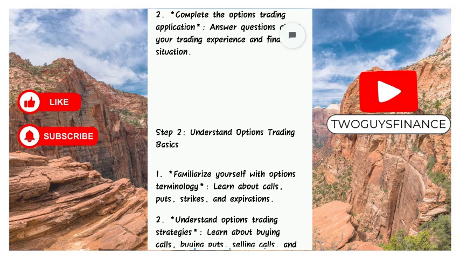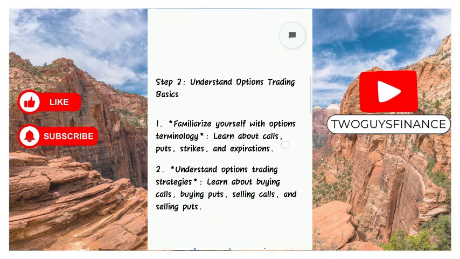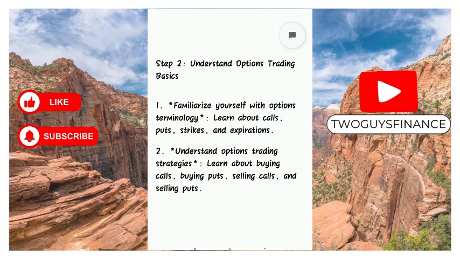Now the second step is to understand option trading basics. So you need to familiarize yourself with option terminologies. So you learn about calls, puts, strikes, and expiration. And then you need to learn about buying calls, buying puts, selling calls, and selling puts. So just to make sure you understand the terminology so you don't get confused.